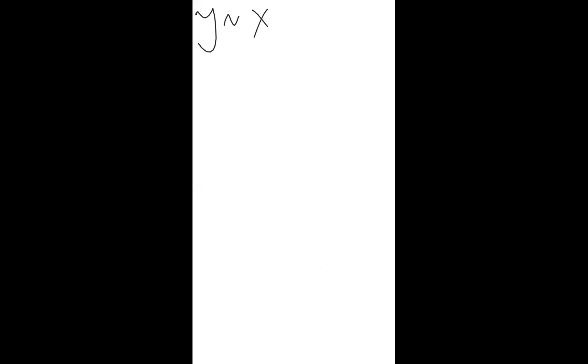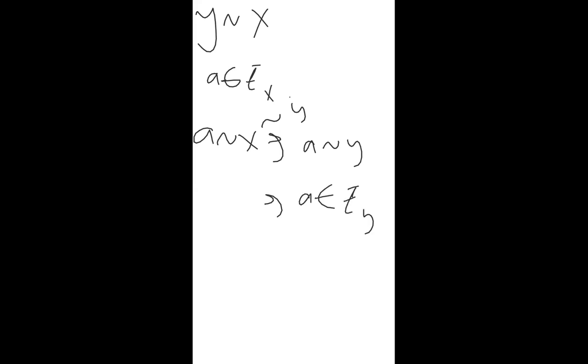We first show that E_x is a subset of E_y. And we take an a in E_x. We have a is in relation with x. This implies, since x is in relation with y, we have a is in relation with y. And we have a is in E_y. Thus, E_x is a subset of E_y. And we do the same thing to show that E_y is a subset of the equivalence class of x. And then we have that they're equal.